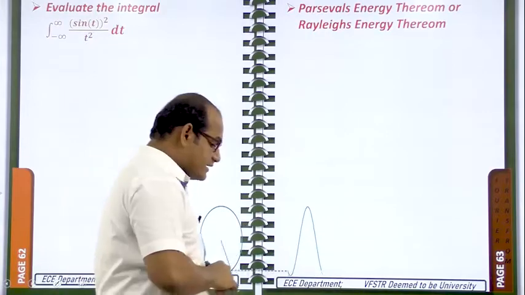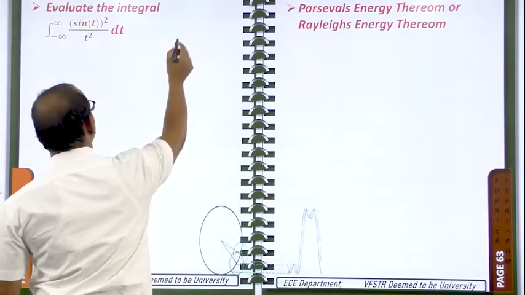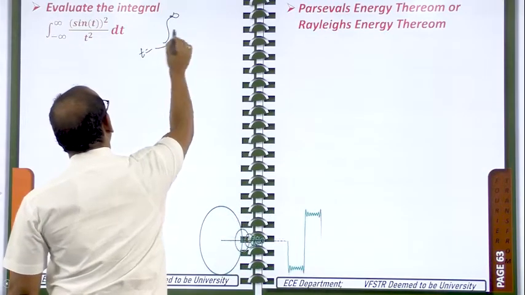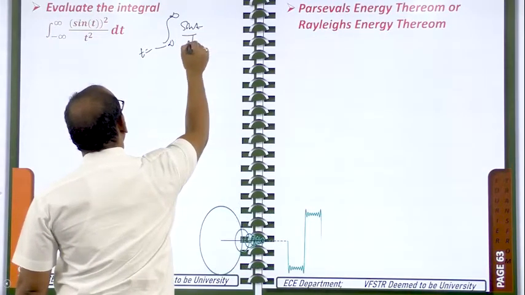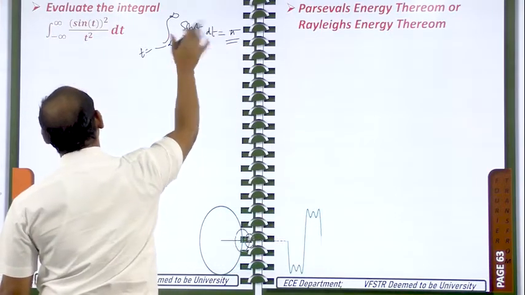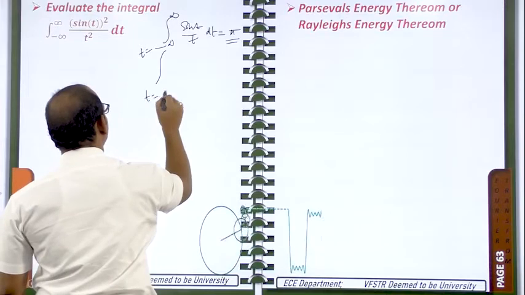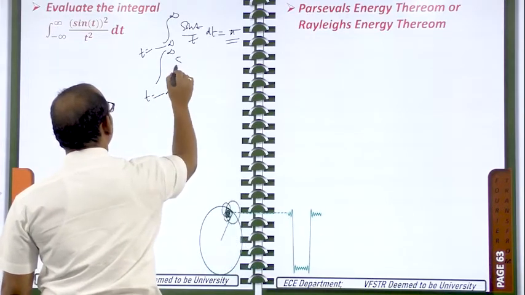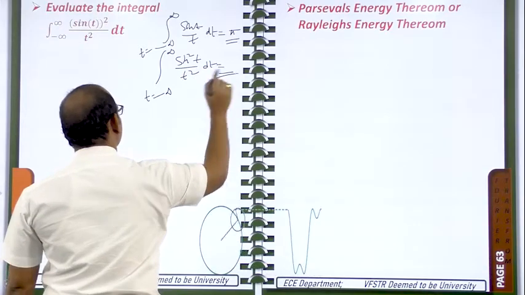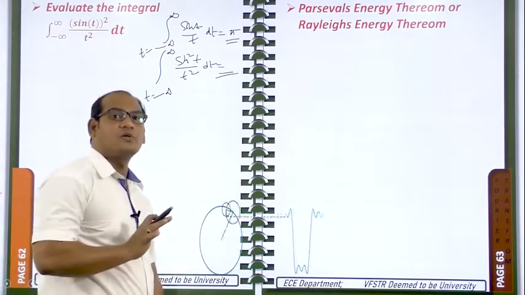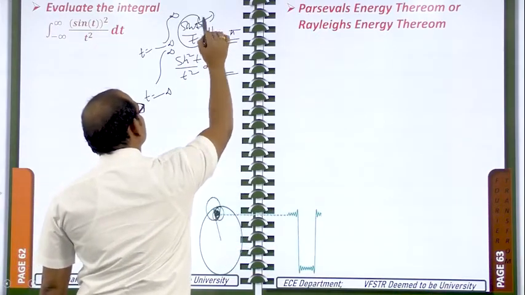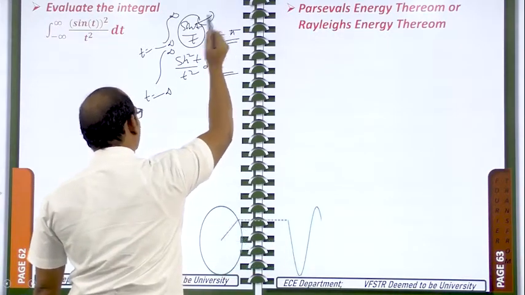Next, evaluate the integral of sin square t by t square. Previously we did the integral from minus infinity to plus infinity of sin t by t dt and we got pi. What is the procedure we applied? The same procedure we have to apply here. So the integral from minus infinity to plus infinity of sin square t by t square dt. What is the integral value of this one? The same procedure we have to apply.